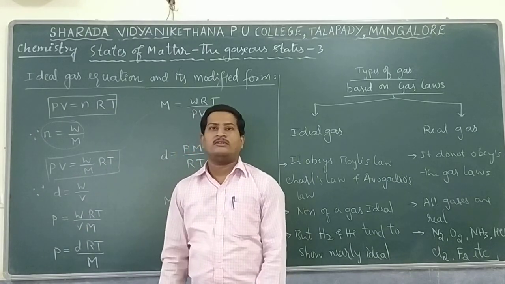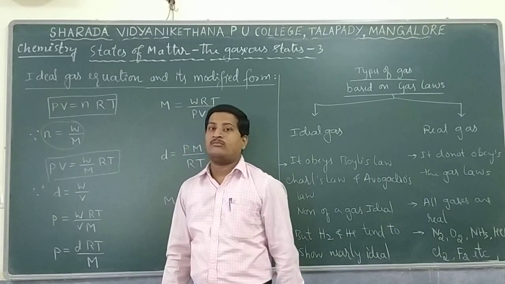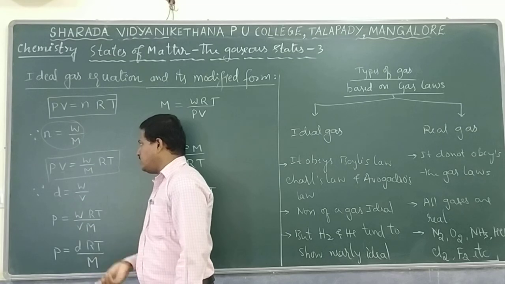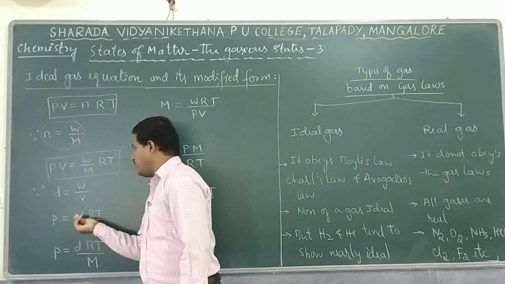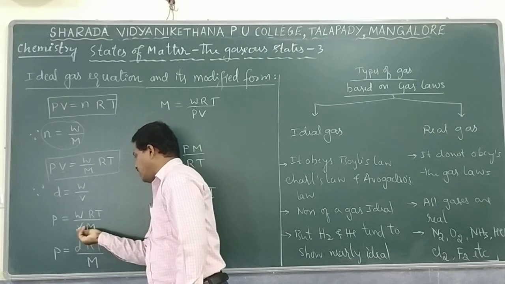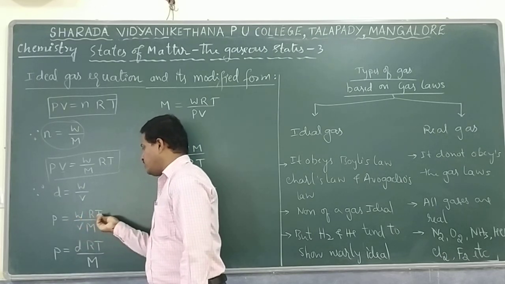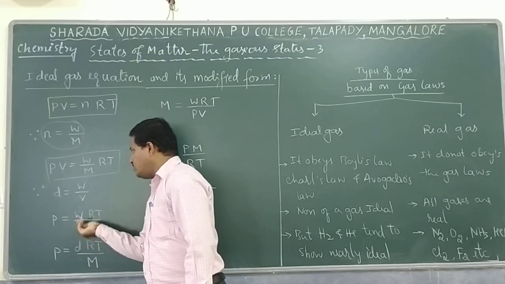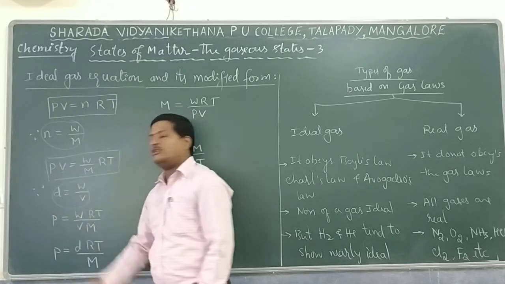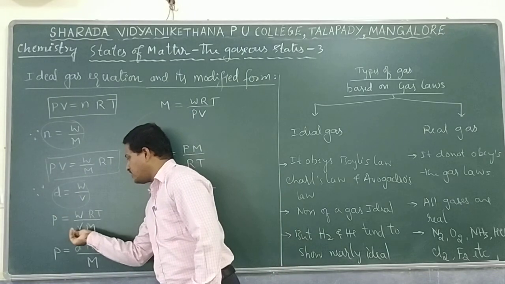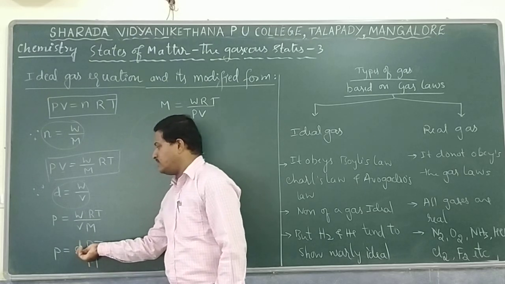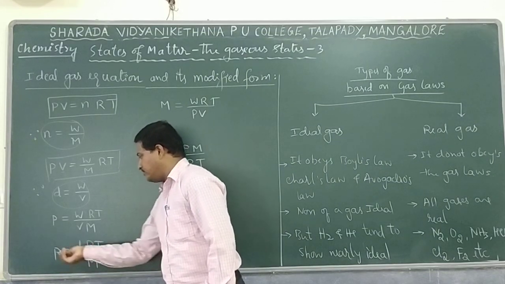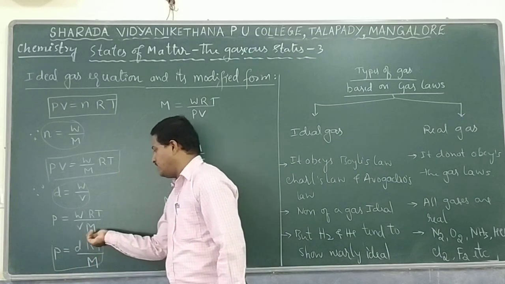But you know another term, density. In physics, density is nothing but mass by volume. If you rearrange this equation, bringing the volume term to the denominator, then what you find? P equal to W into R into T divided by V into M. Mass by volume is nothing but density, so consider this term as d, density. That gives another modified equation in terms of density: pressure equal to dRT divided by M.